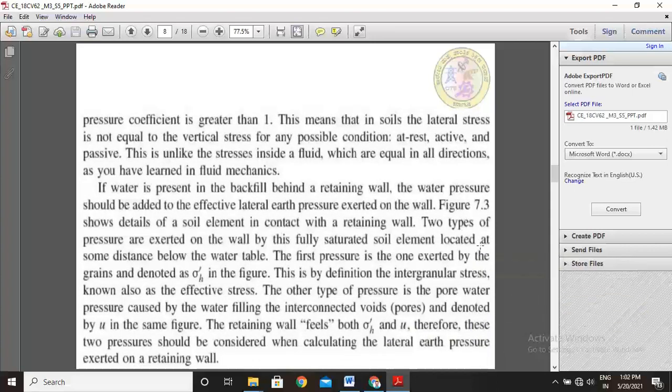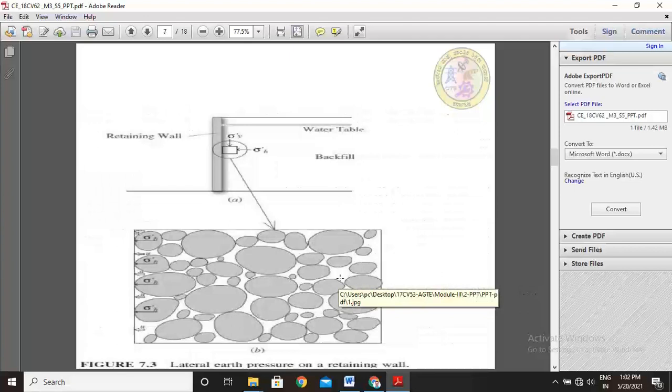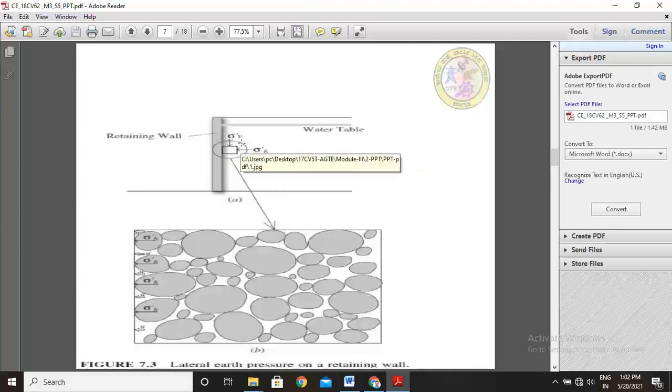The figure above shows details of a soil element in contact with a retaining wall. Two types of pressure are exerted on the wall by this fully saturated soil element located at some distance below the water table. See, this is the soil element. So these are two soil elements: one is sigma dash h, the other sigma dash v. Vertical pressure acts in the y direction, horizontal pressure acts in the x direction.